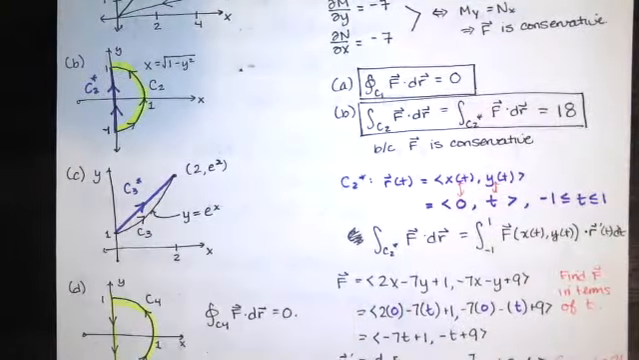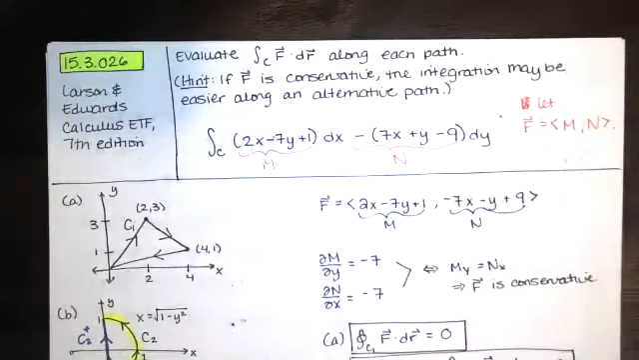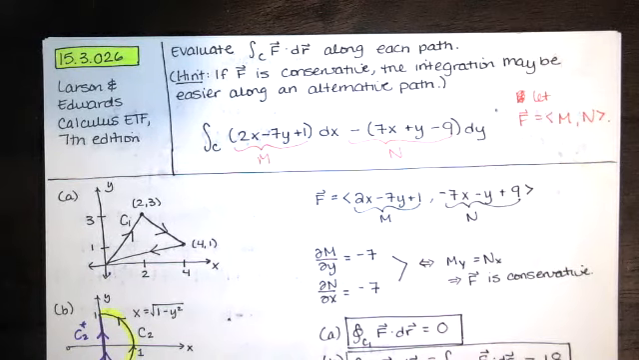And on this one, it was easier to choose an alternate path. And on this one, I thought it might be easier, but it actually was easier to use the original path that they gave us. So I hope that helps. Please let me know if you have any questions.